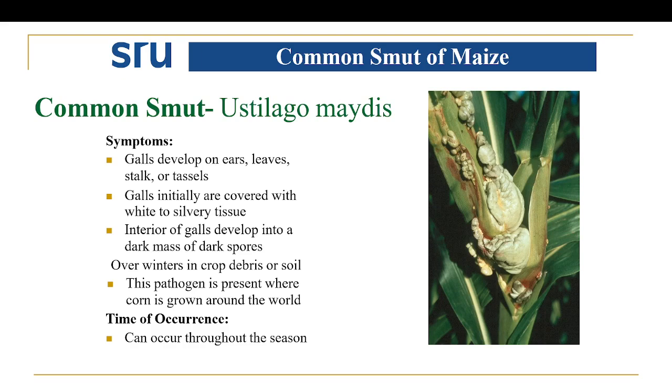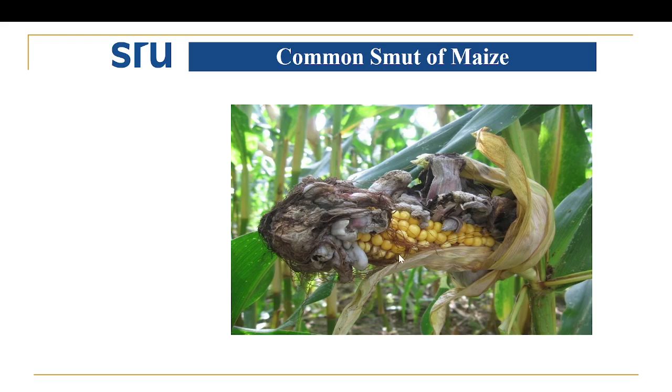Then we will see about common smut of maize, which is caused by Ustilago maydis. Coming to symptoms, galls develop on the ears, leaves, stalk and tassel. These galls are initially covered with a thin white silvery membrane. The interior of the galls develops into a dark mass of spores, which contains teliospores. This pathogen is present wherever corn is grown around the world. It can occur throughout the season.